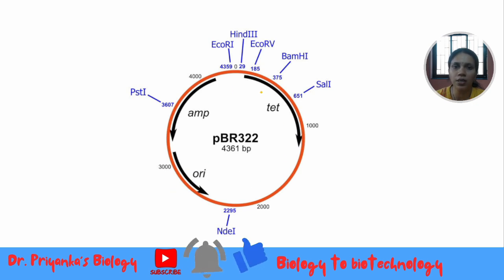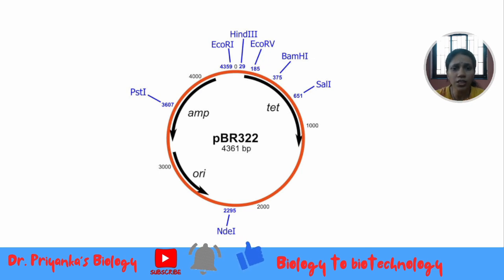Then apart from this, we can see there are multiple sites: PstI, EcoRI, HindIII, EcoRV, BamHI, ClaI, then NdeI. So like this, we have so many sites. Then we have the ampicillin resistance gene and the tetracycline resistance gene. Within these genes, we have the restriction sites.